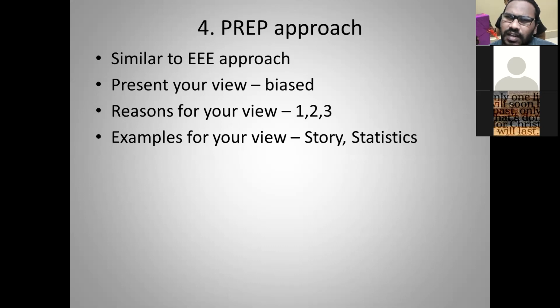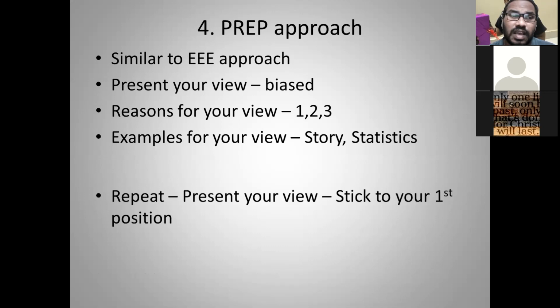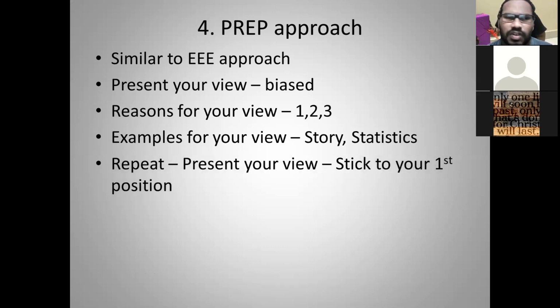Because of advancements in science, the crime rate is becoming higher and higher. People are exploring very creative ways of robbery or committing crime. So those are the stories and statistics. Then repeat, present your view, and stick to your first position: yes, science cannot solve human problems. This is one type of approach.